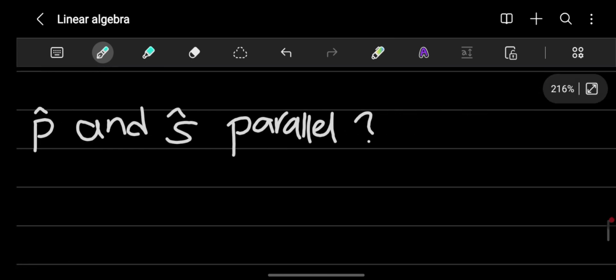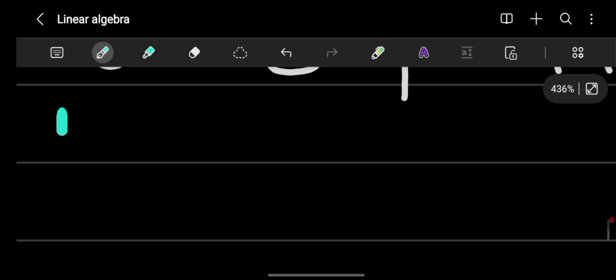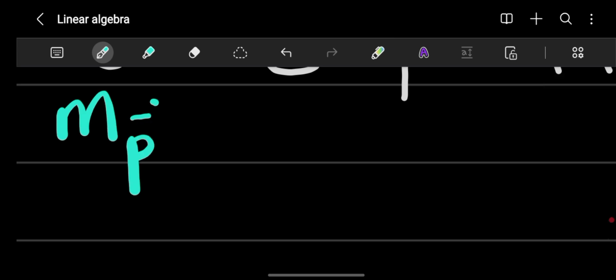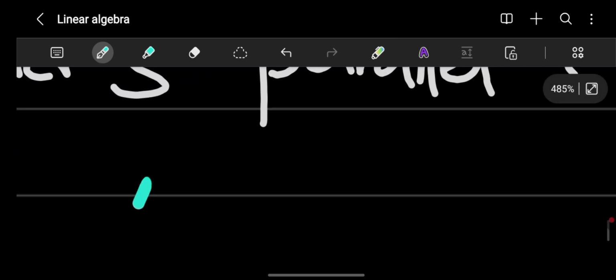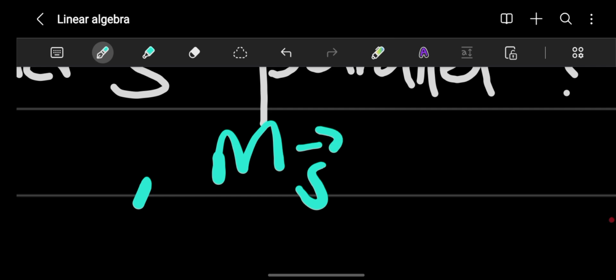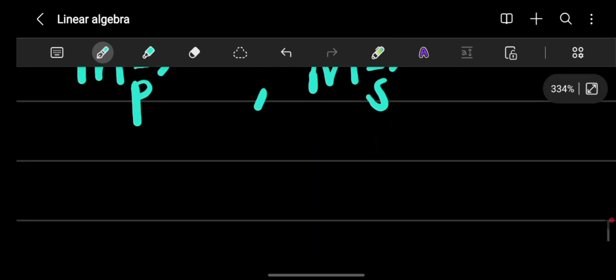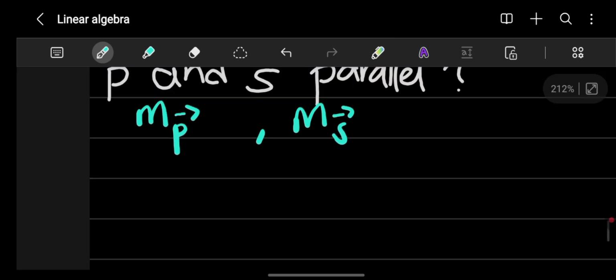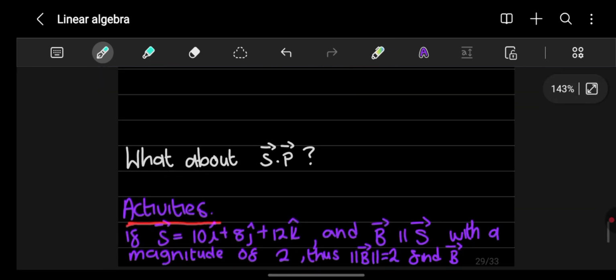And then to determine whether P and S are parallel, you can find the gradient of the vector P, and also find on the side the gradient of the vector S. If you want to, you can use unit vectors, and taking out the magnitude, or taking out a common factor within the vectors, would let you know if the two are parallel, just like you would with 2D vectors.